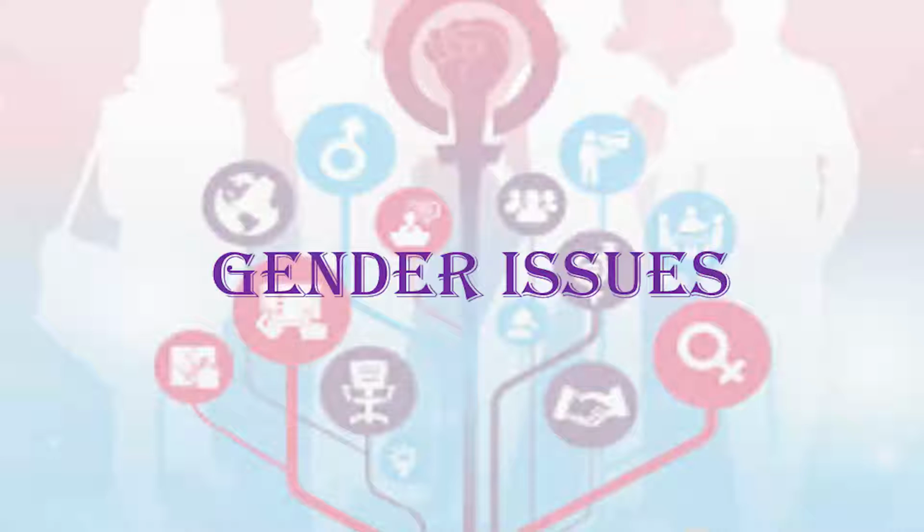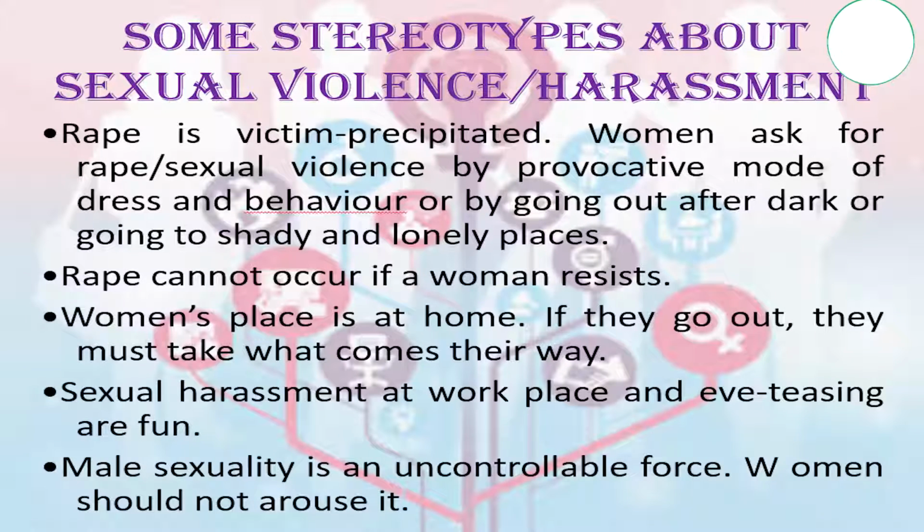So these are some of the gender issues, problems that arise from your being a male or a female, or the gender construct that is given by the society and the social norms, and some stereotypes about sexual violence and harassment. This goes as: rape is precipitated by the victim. Women ask for rape, sexual violence by provocative mode of dressing and behavior, or by going out after dark or going to shady and lonely places.